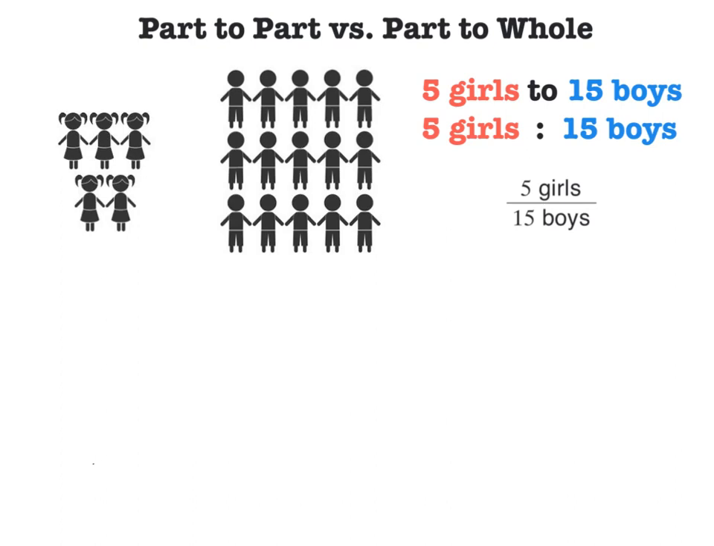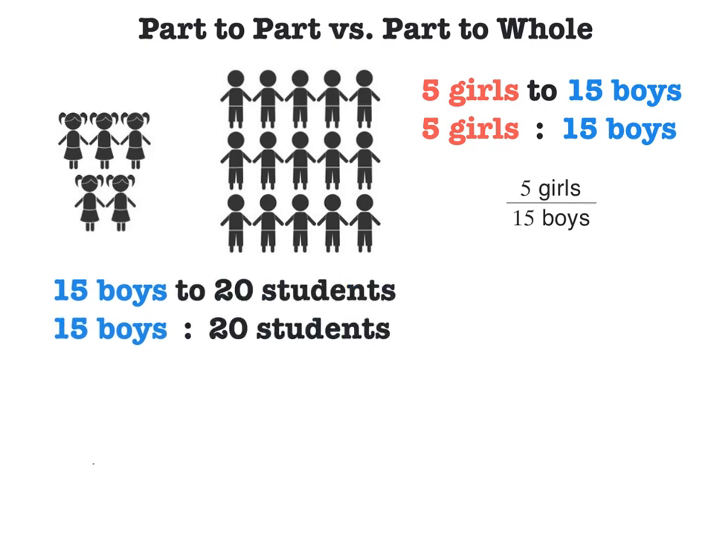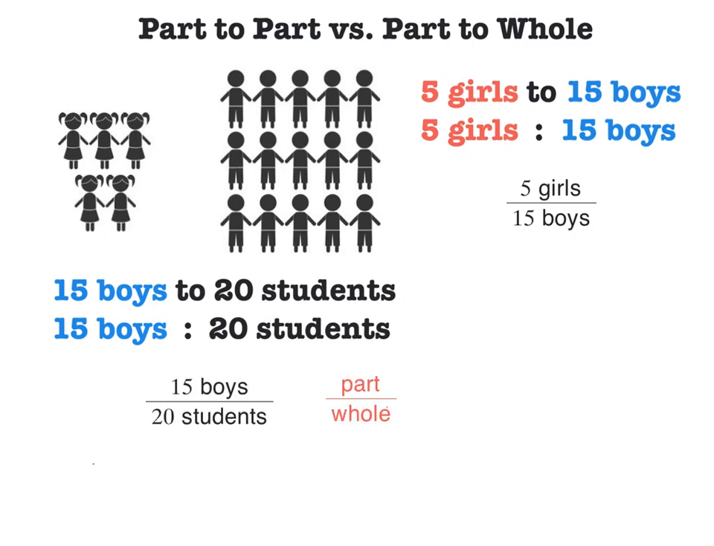Let's do the boys to the whole class. So if I'm thinking about the boys to the whole class, I could say I have 15 boys to 20 students. I could also write this as 15 boys colon 20 students. And lastly, we could write it as a fraction or a division problem. The 15 boys to 20 students actually represents a true fraction because it does represent a part to a whole.